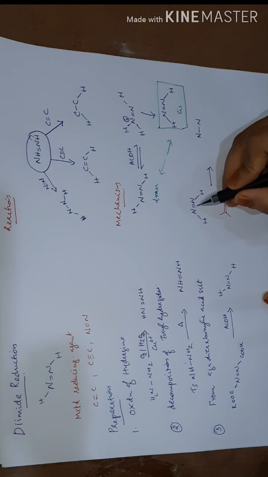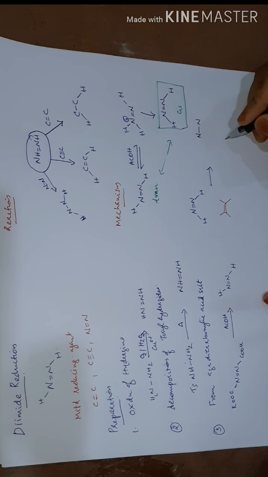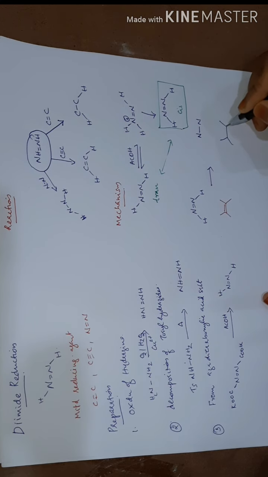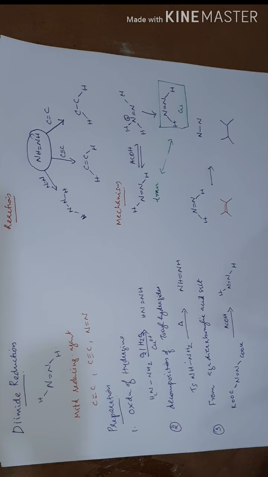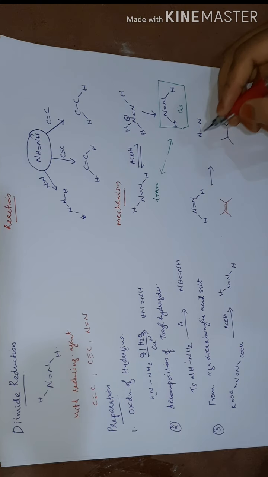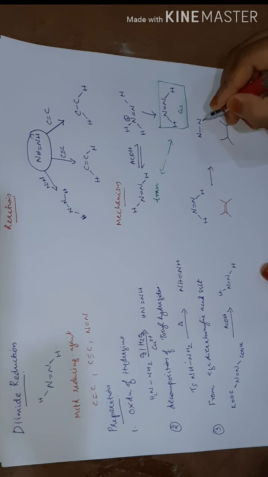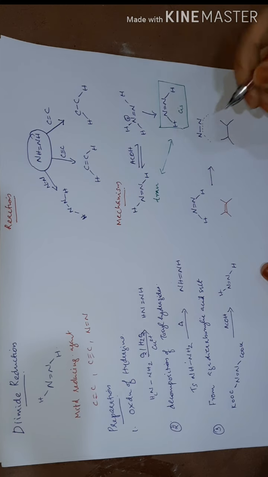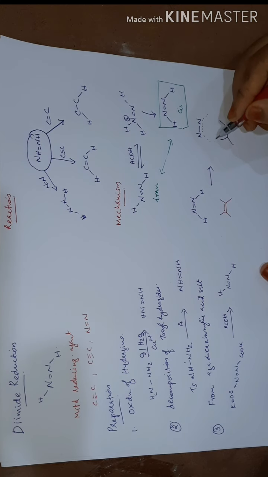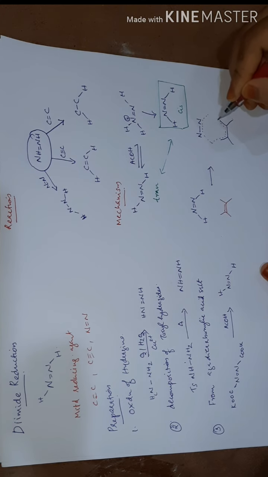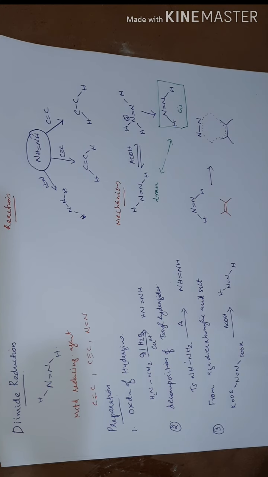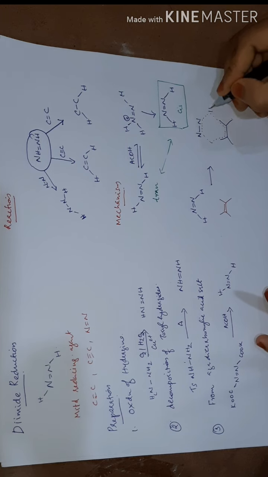Suppose this double bond gets broken, and this N-H bond can also break, so we can represent it like this, that is, it can be represented as like this, that is, these positions are occupied by hydrogen.